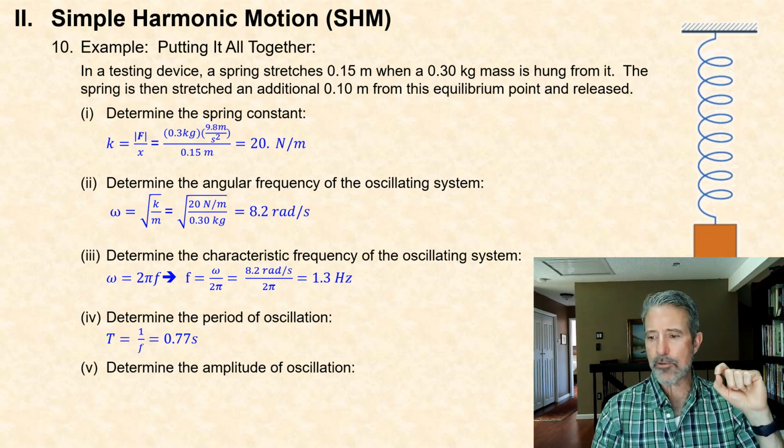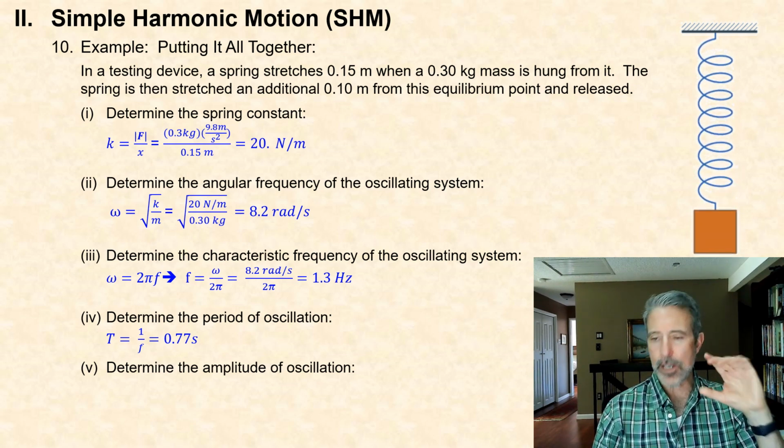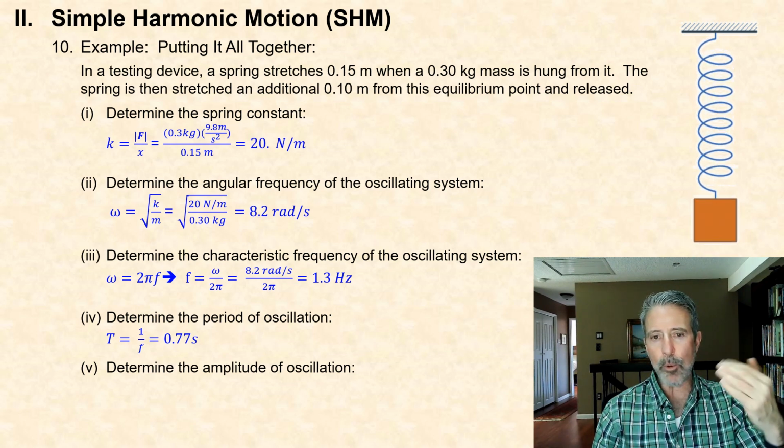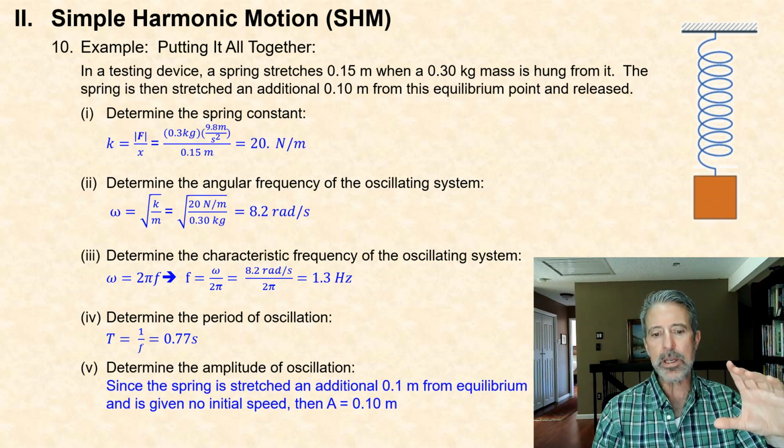So that 0.15 meters is not the amplitude. The mass and spring are not yet oscillating. The oscillation starts when we now pull the spring and mass down an additional 0.1 meters from its equilibrium position.